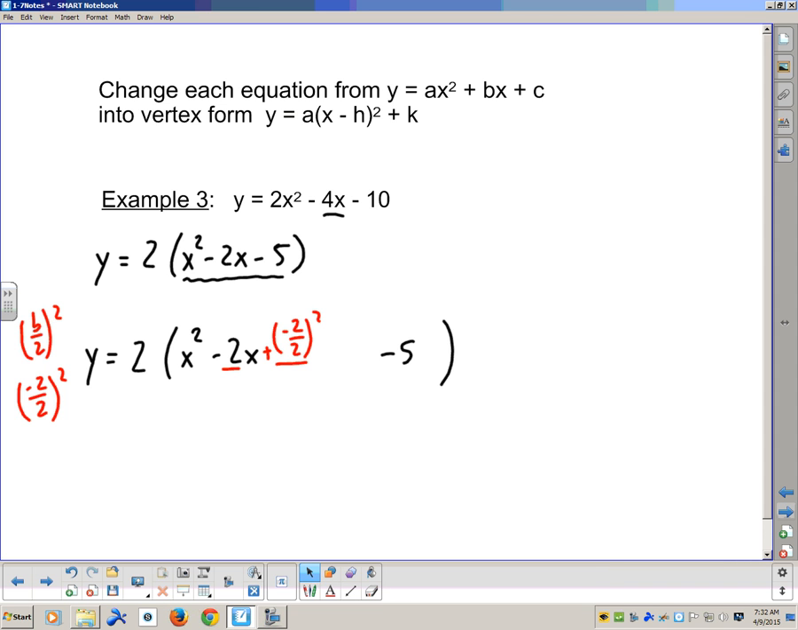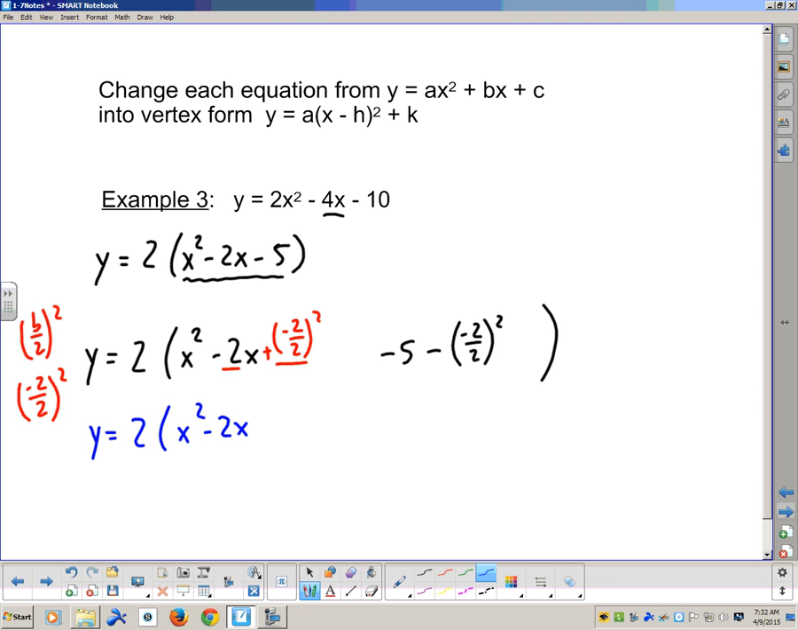And then I'm going to come over here and do the same thing: minus a negative 2 divided by 2 squared. I'll put that around there. All right, so cleaning this up in here, we end up getting x squared minus 2x. Negative 2 divided by 2 is negative 1, squared is 1. And then over here I've got a minus 5 minus 1. So again, we haven't changed the value.